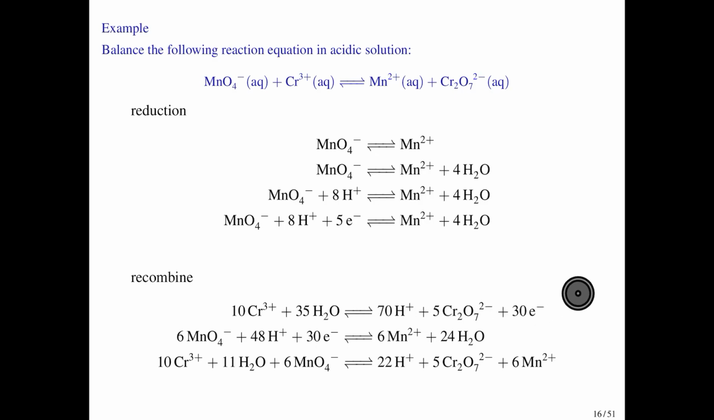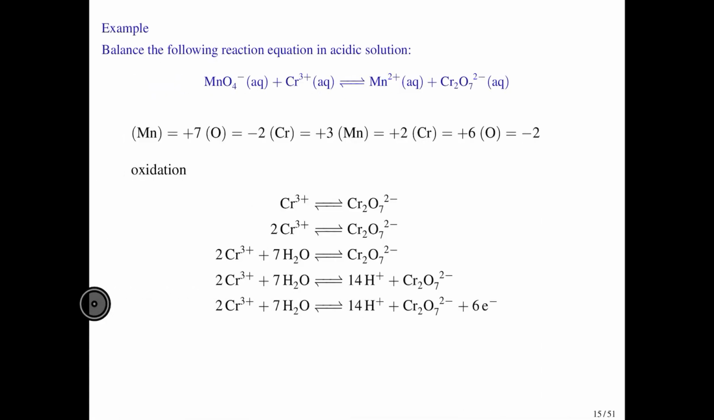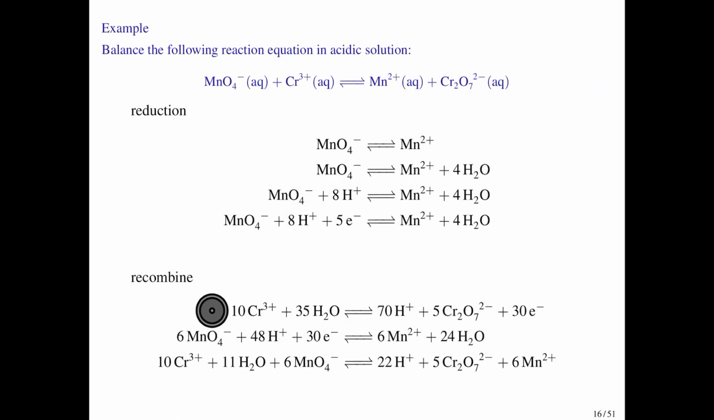And then what I want to do is cancel out species that, well, actually these two intermediate steps here. This is me multiplying this reaction by 5. Okay, so this reaction multiplied by 5 gives us this first reaction here. And then this second reaction is this reaction multiplied by 6. Then what I do is I combine them. I add them together.